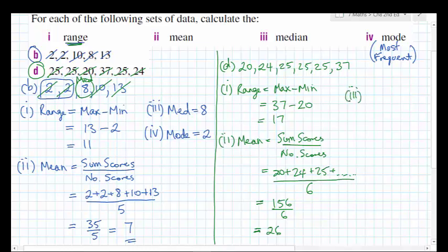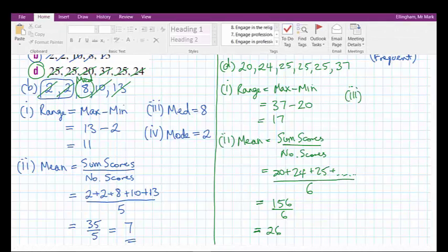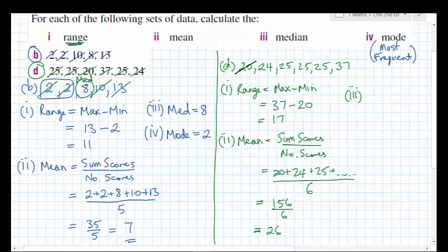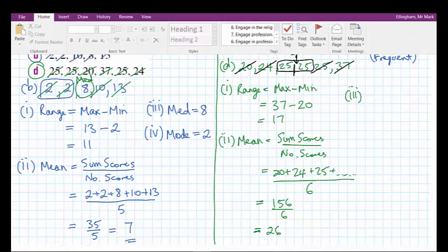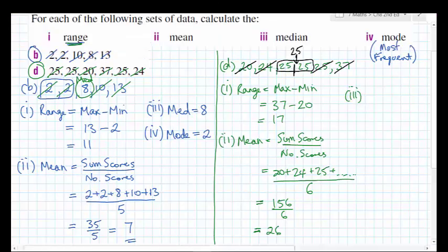I also need to identify my median. In this instance, I cross out the top and the bottom, and I keep crossing out the top and the bottom as I come through here, and I end up with 25 and 25. Halfway between those two is where my median lies. Halfway between 25 and 25 in this instance is simply 25, so my median is 25.